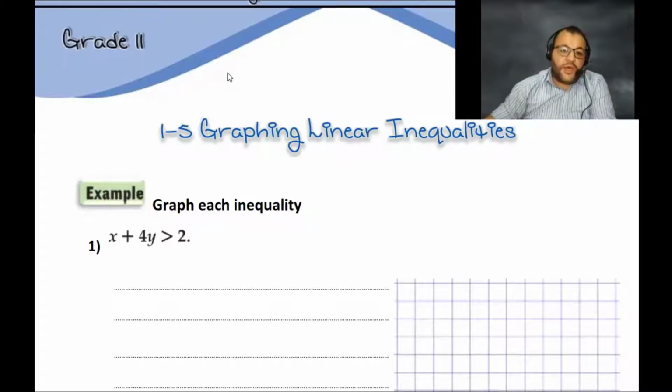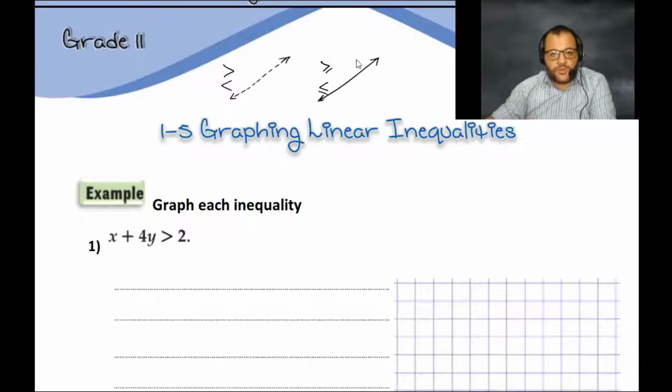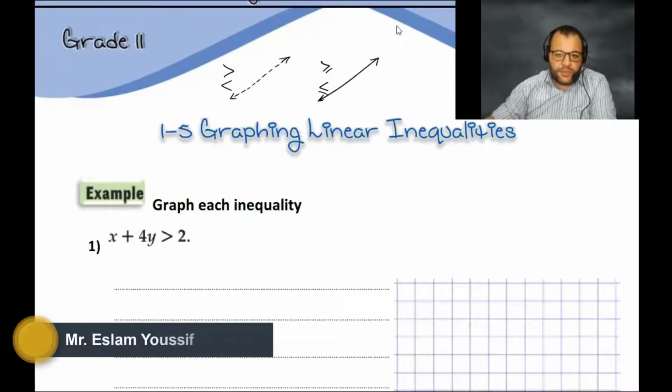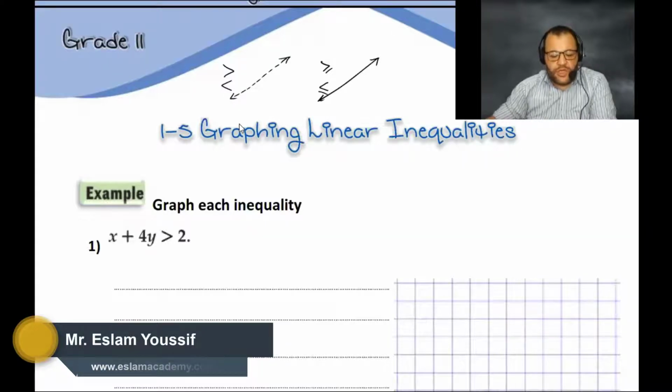So, if the sign of the inequality is greater than or smaller than, the line will be a dotted line, not a solid line. If the sign is greater than or equal or smaller than or equal, the graph will be a straight line. That's the difference between greater than or smaller than and greater than or equal or smaller than or equal, as we said last time.